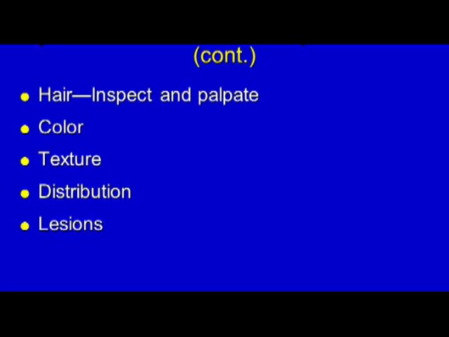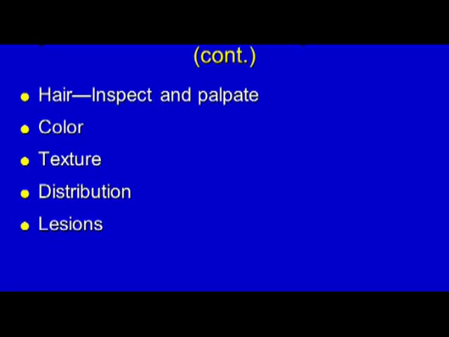All right, we've done the skin. Now let's talk about hair. So hair is kind of easy. You inspect and palpate for color. What color is it? Is it brown? Is it blonde? Is it dyed or treated hair? You also look at texture. You might want to put gloves on, but you're going to look and say, is it thin texture or coarse and thick? And how is it distributed?